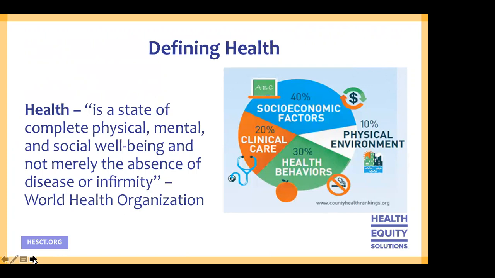And what we like in this diagram is we also like to show that most of us, when we think of health, focus on that 30% part here that says health behaviors. But really, when you look at this pie chart, it shows you that if we only focus on the health behavior part and the clinical care, we're missing 50% of the picture. And in fact, the most critical aspect that we see on this graph is that 40% of what drives our health is rooted in socioeconomic factors. We'll come back to that a little bit more later as well.